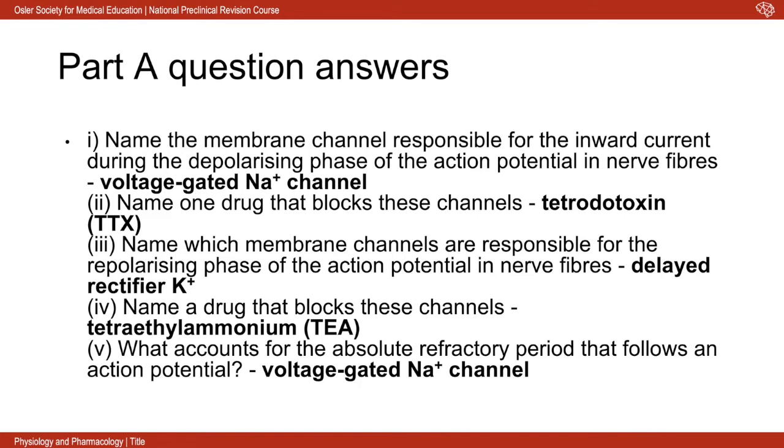Name which membrane channels are responsible for the repolarizing phase of the action potential in nerve fibers. This is the delayed rectifier potassium channels, as mentioned previously. Name a drug that blocks these channels. It's tetraethylammonium. What accounts for the absolute refractory period following an action potential? This is voltage-gated sodium channels, specifically because of their inactivation, rather than the relative refractory period.